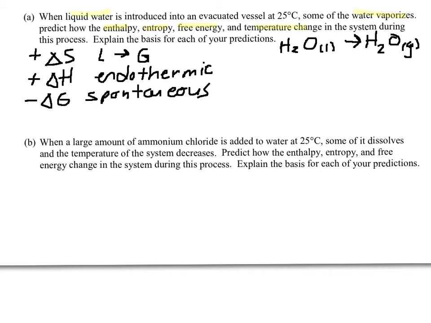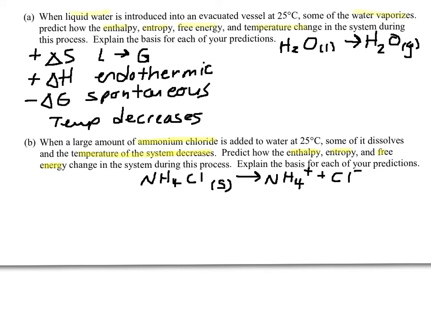And let's take a look at the second problem. We have ammonium chloride added to water. It dissolves. The temperature of the system decreases. We want to know enthalpy, entropy, and free energy changes during the process. So again, I'm going to go ahead and start with an equation just because it's easier for me to visualize what's going on. But again, you don't really have to do that. Alright, so on this one, I'm going to start with temperature decreasing.